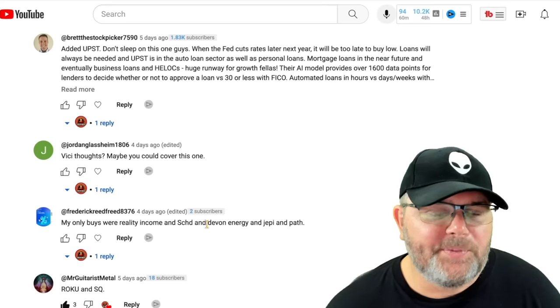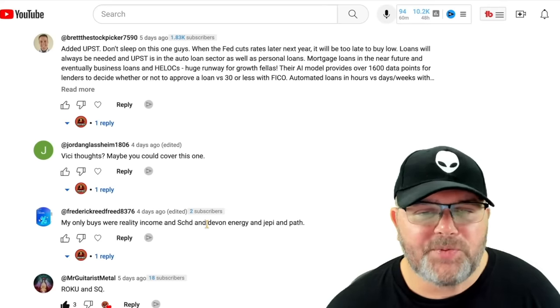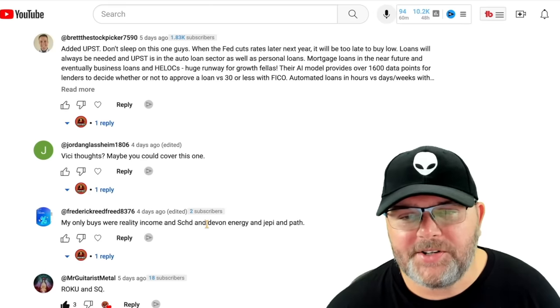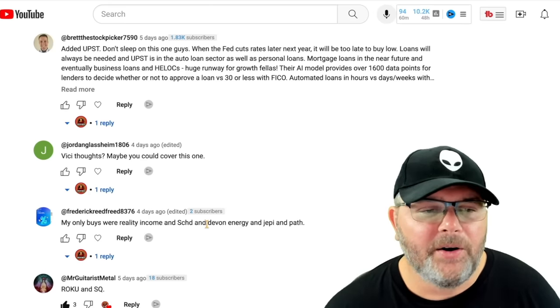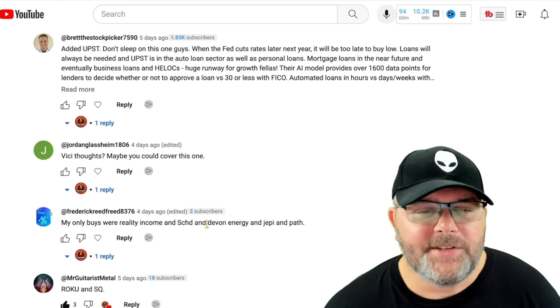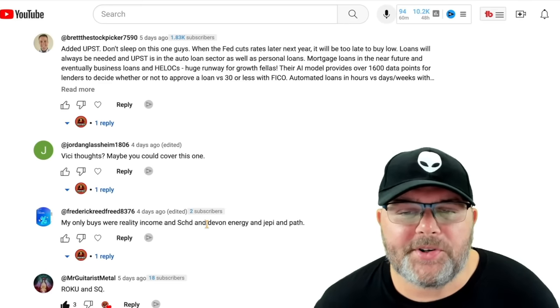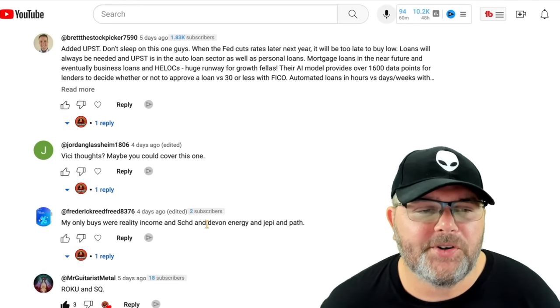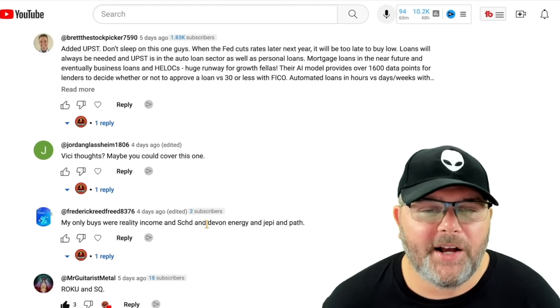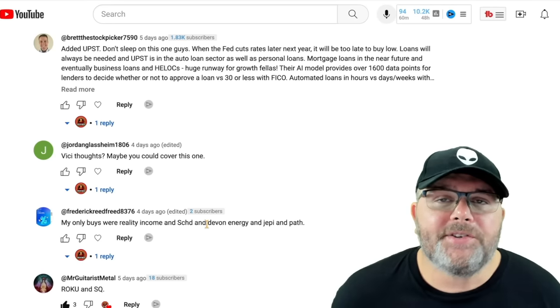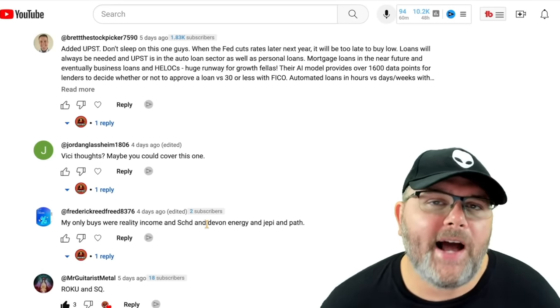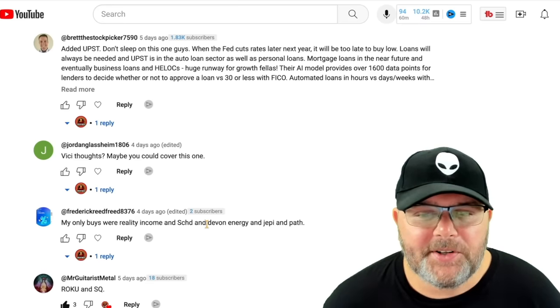This person added Upstart, says don't sleep on this one, guys. When the Fed cuts rates later next year, it'll be too late to buy now. Loans will always be needed, and Upstart is in the auto loan sector as well as personal loans, mortgage loans in the near future, and eventually business loans and HELOCs. Huge runway for growth. One thing I'll say with that is I think interest rates will stay higher for longer. Maybe this is a good play.